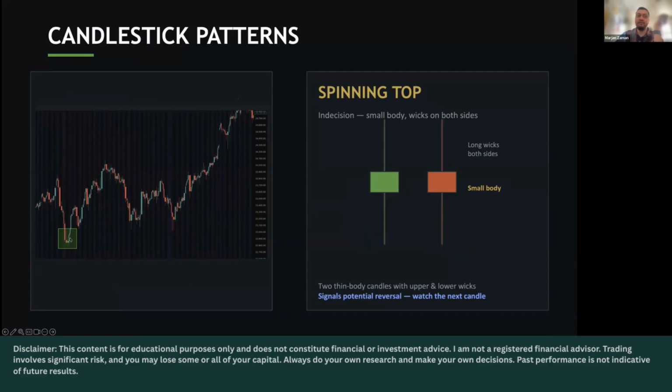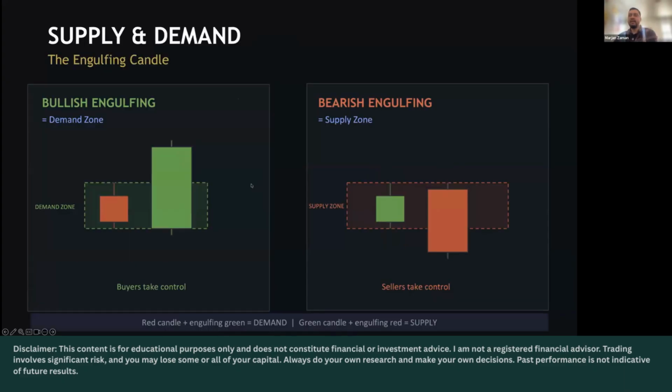It is a spinning top, maybe not the most perfect, beautiful one, but it was nonetheless. And then look at this candle over here. You see how you have this red candle here, but then this big engulfing? That signals a buy. Look, if you bought here, maybe you're in a smaller drawdown, but overall, look at that. Great time to buy after seeing an engulfing candle.